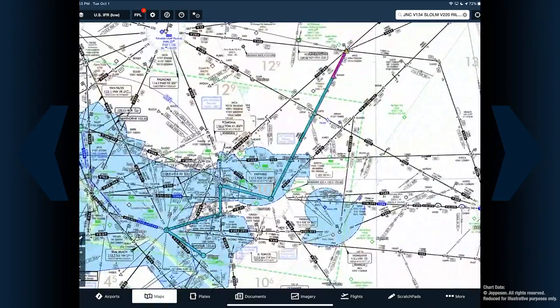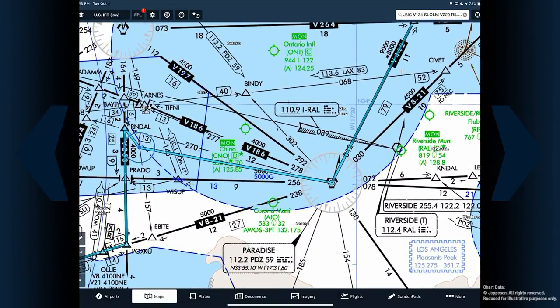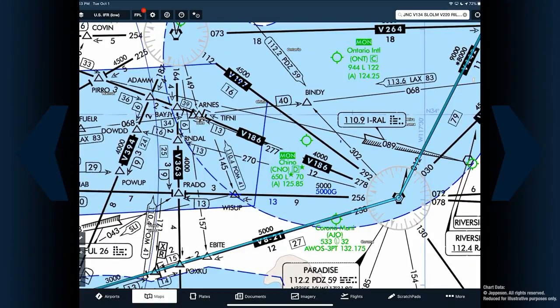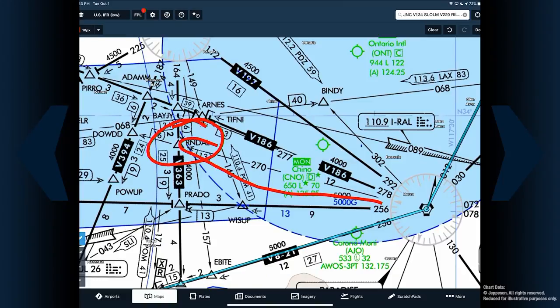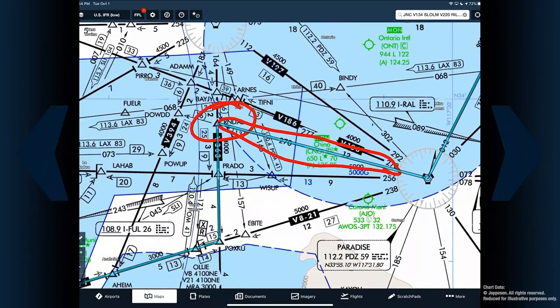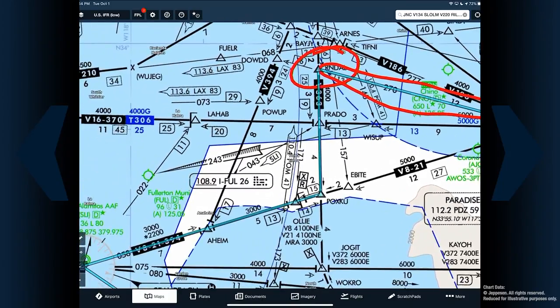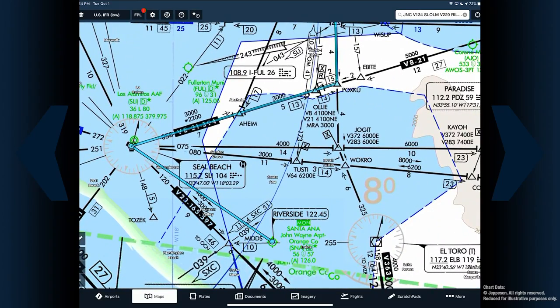So remember what they said was Apple's, Victor 442 to Paradise. And then they gave me radial 270. I have found that typically when air traffic control gives you a radial, that radial is published on the chart. In this case, you can actually see the fix, Arndell, right here, identified by the 270 degree radial from Paradise. So essentially they're saying, go from Paradise to Arndell. From there, Victor 363, intercept Victor 8, take that to Seal Beach, and then from there, direct to John Wayne County.